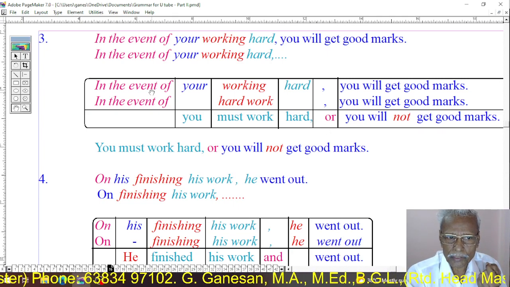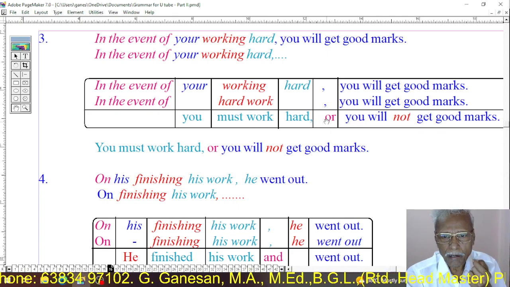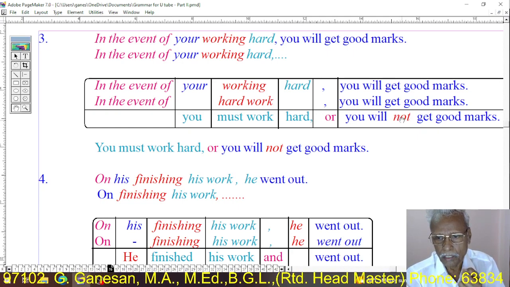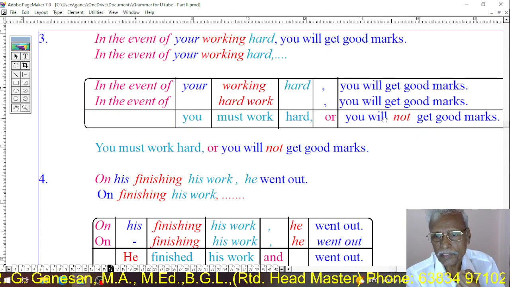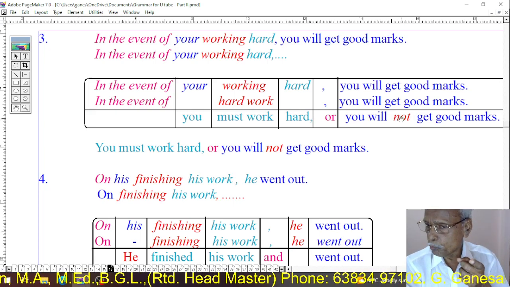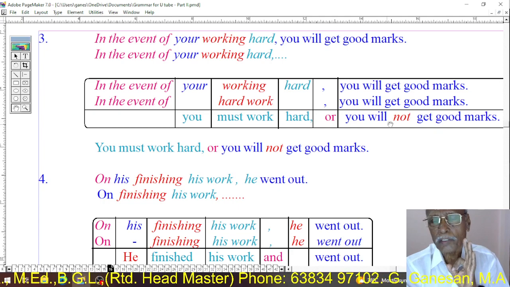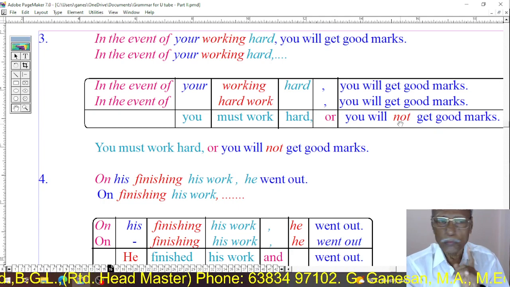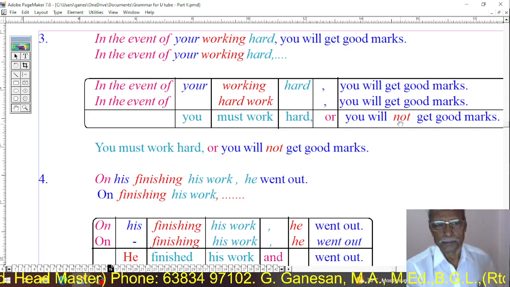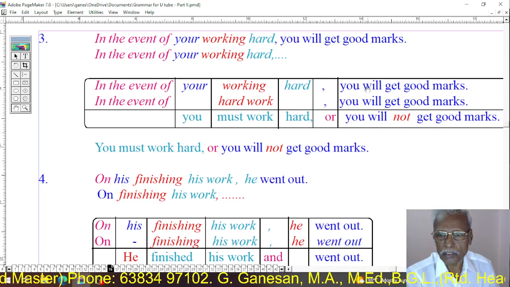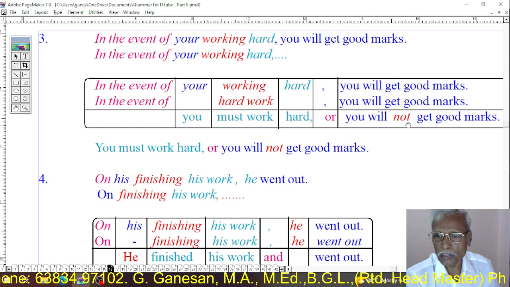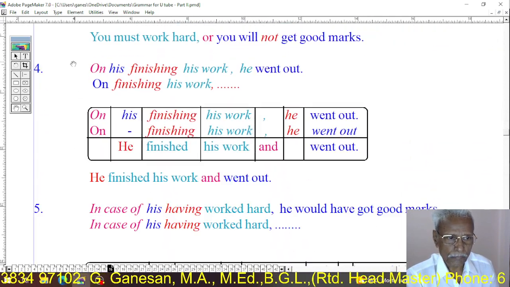Then "in the event of" should be replaced by "or not". The not should be placed after the first verb if there is more than one verb. If there is only one verb, use "does not" or "do not" before that verb. In the case of you are working hard, you will get good marks. That is, you must work hard or you will not get good marks.